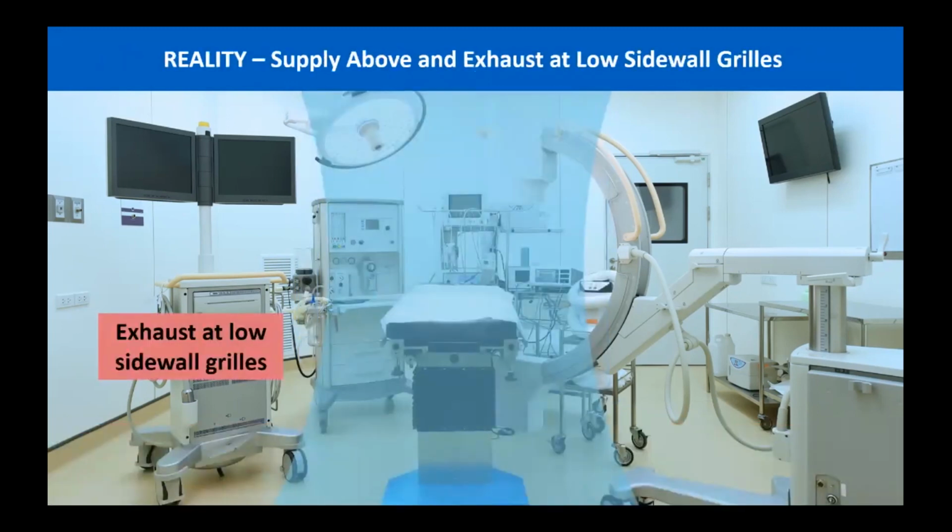So in reality, what we really see is this illustration shown here. We see the supply above the OR space, and the exhaust is located at low sidewall grills. And so in this image, we can see the return grills located on this back wall behind the equipment. And we have laminar flow diffusers that are located above the OR table, blowing straight down, providing a curtain coverage around the patient and also any staff that's standing directly next to the table.